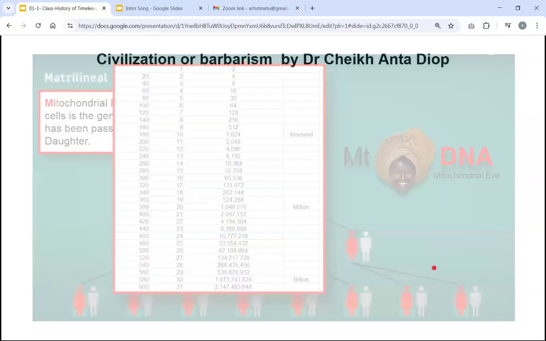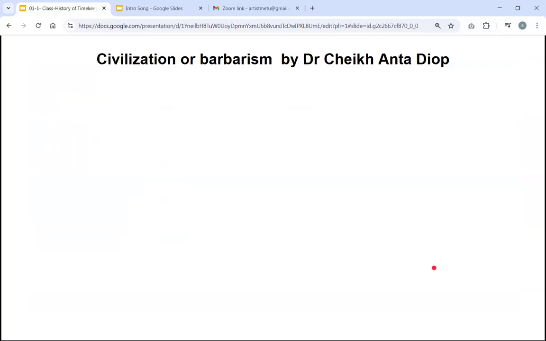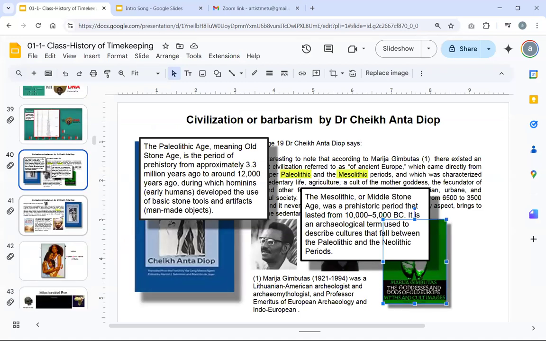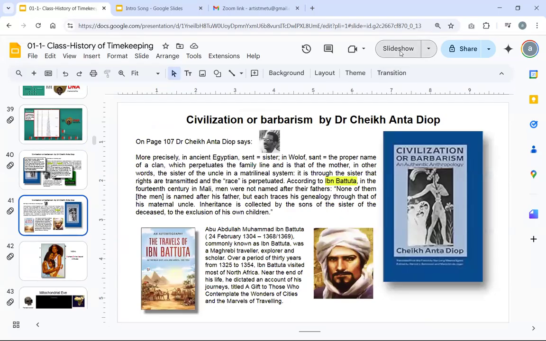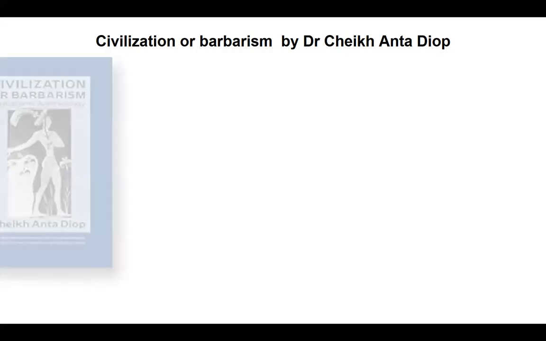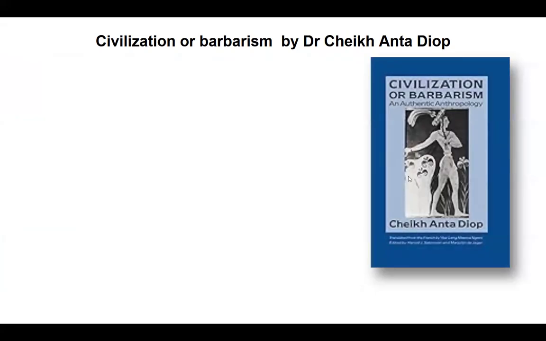In his book Civilization or Barbarism, check out Diop's. Hold on a second. Okay, yeah, got it. In his book by Cheikh Anta Diop, which you will have a copy of when you download the PDF. After the class, I will upload the PDF to the drive. When you get to this point, you can click on the book and you will have access to the book called Civilization or Barbarism.